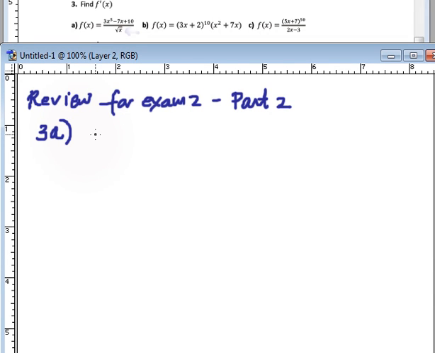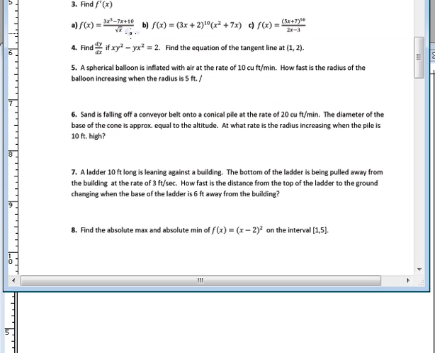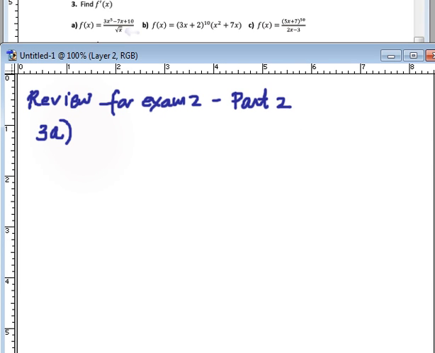Okay, we're back with our review for exam 2, and we're up to 3a. Now f of x here, we want to basically take derivatives using derivative rules. f of x is a quotient. So we could use the quotient rule, but the quotient rule really is more complicated than what we need. We could just use the power rule.